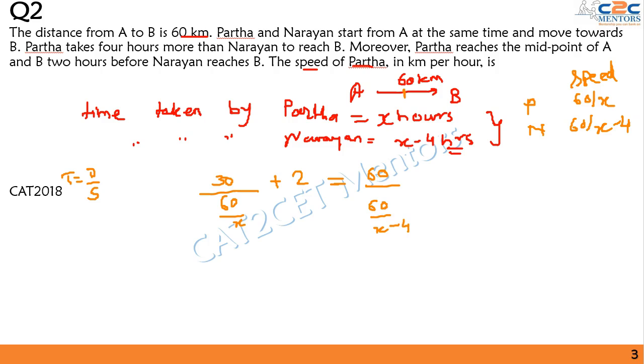We were given that time required by Narayan is 2 hours less, hence we added 2 hours in this and equated both of them, and after solving I will get x equals 12, or Partha requires 12 hours to complete 60 kilometers. We have to find the speed of Partha, which is nothing but 60 upon x. I will substitute the value of x which we have got over here, or 60 by 12, which is equal to 5 kilometers per hour. This question was fairly straightforward. Moving to the next question.